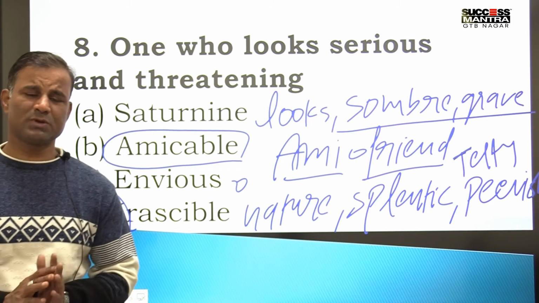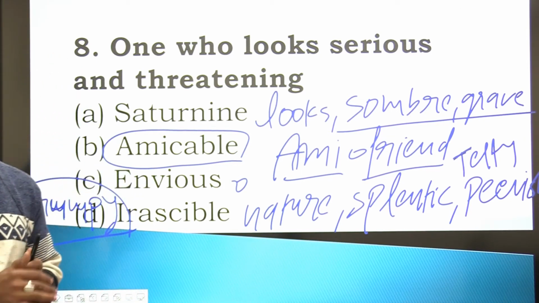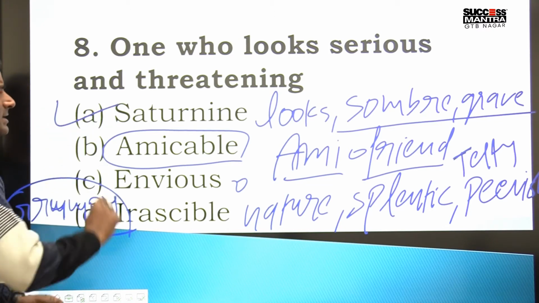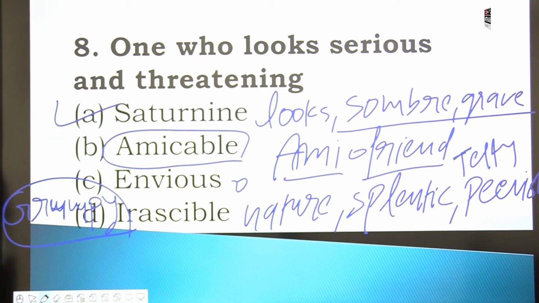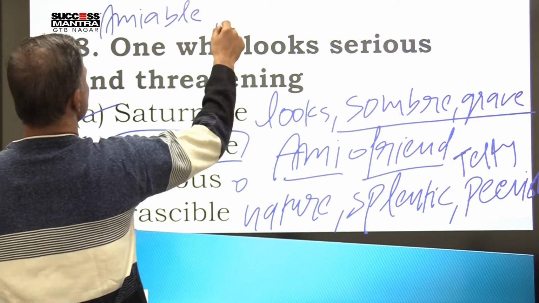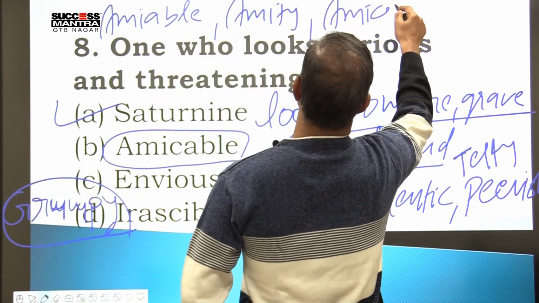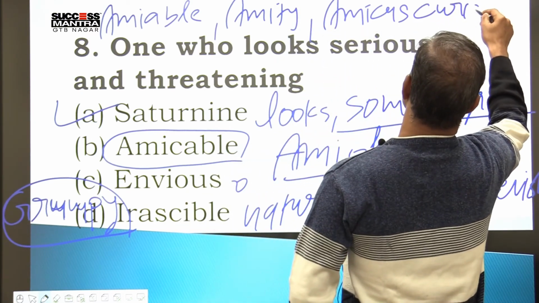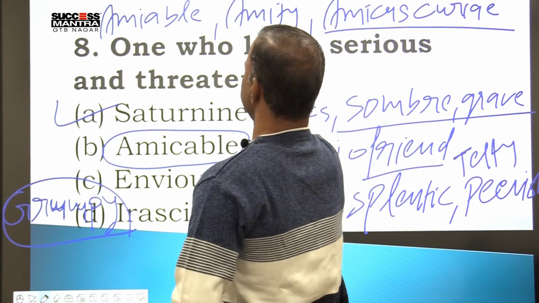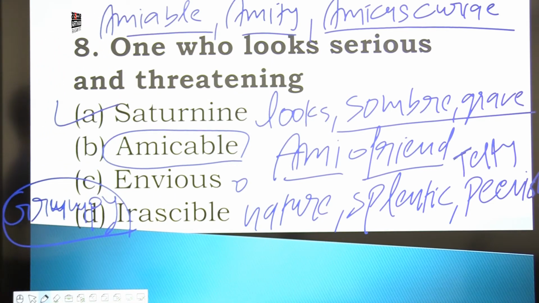So saturnine looks मतलब when someone is giving little bit threatening look, the गंभीर look, you can say the very serious look. So the answer would be saturnine. Amicable relationship when you are carrying a friendly relationship, and amicable से ही हम बोल लेते हैं amiable. We can also call it as amity. We can also call it as amicus curiae. So this can be called as the amiable, amity or amicus curiae.